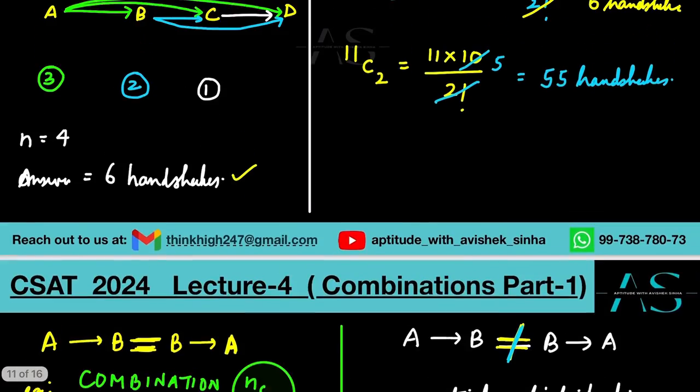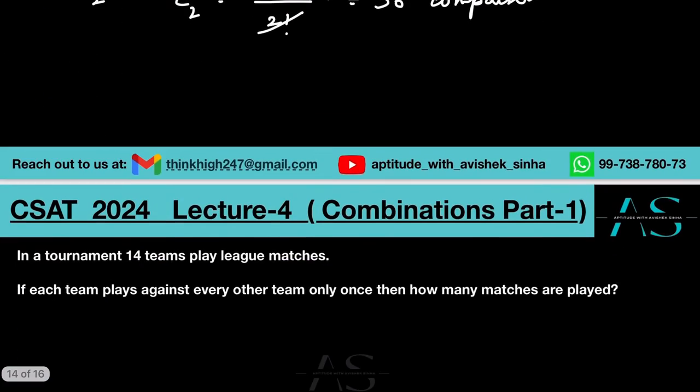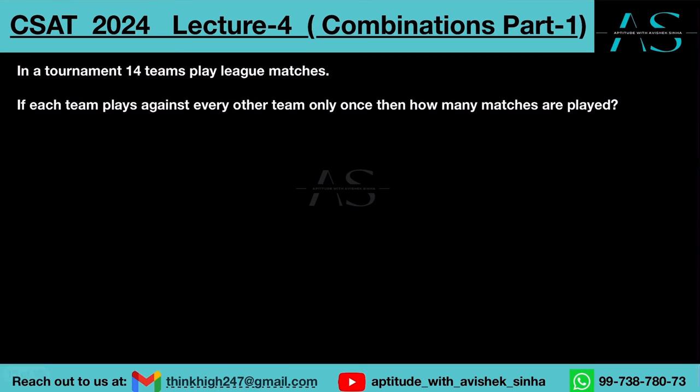I hope this is clear. Now, let's do one more. In a tournament, there are 14 teams that play league matches. How many matches are to be played if each team plays against every other team only once?